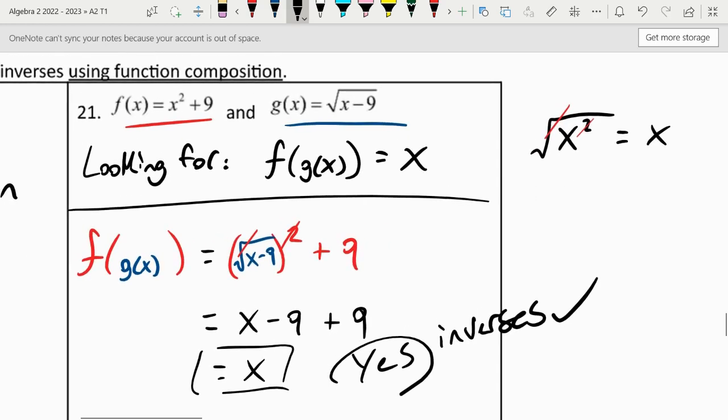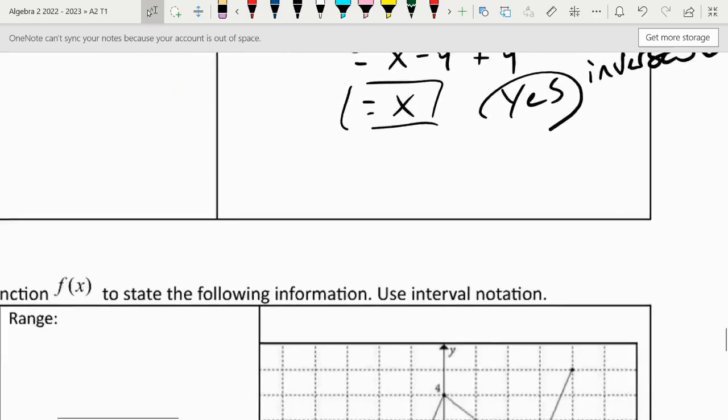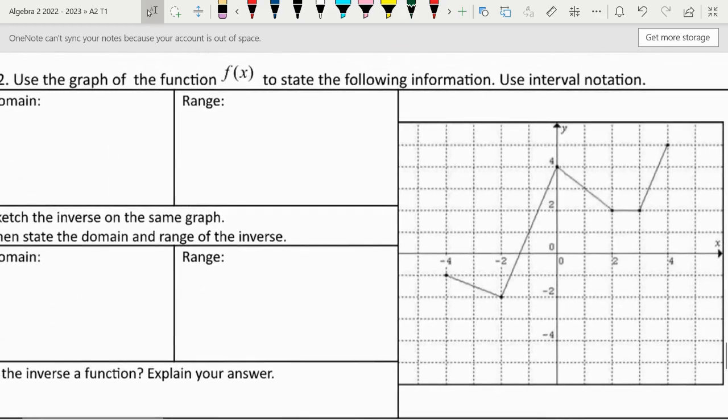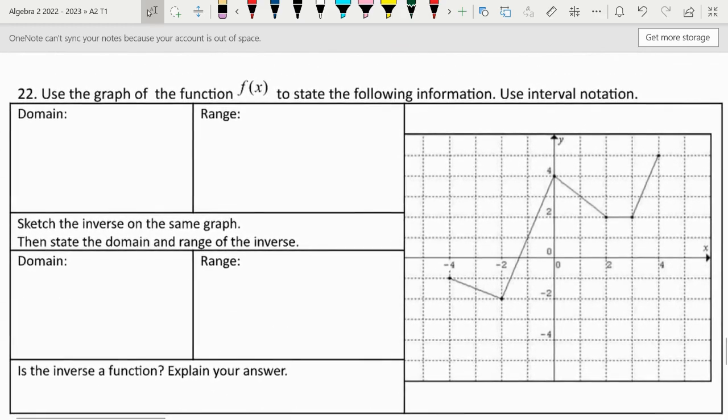Okay, last one. Don't pause it now. Let's just get this over with. We're going to use this to do our final thing.